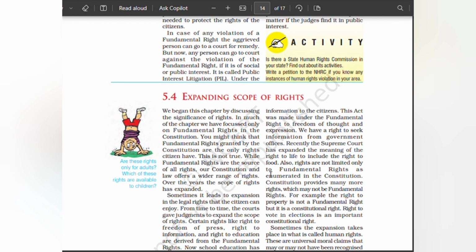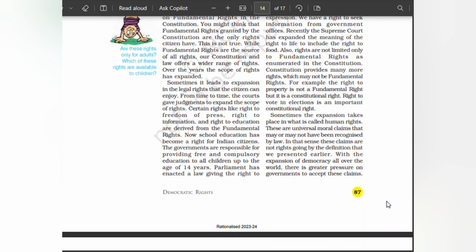Also, rights are not limited only to the fundamental rights enumerated by the Constitution. The Constitution provides many more rights which may not be fundamental rights. For example, the right to property is not a fundamental right but is a constitutional right. The right to vote in elections is an important constitutional right.